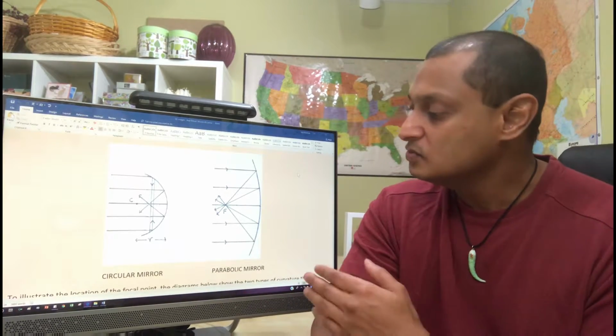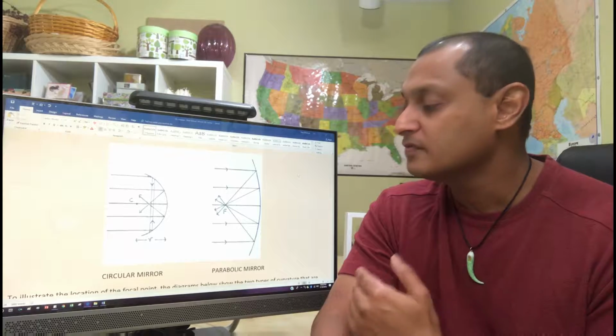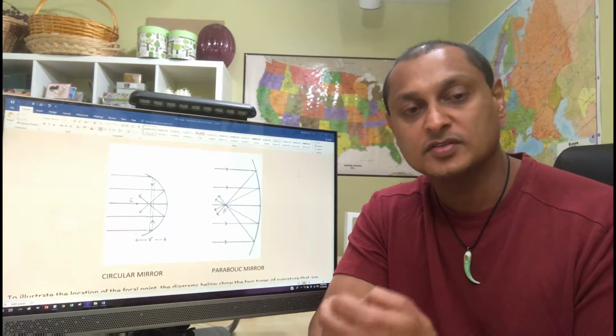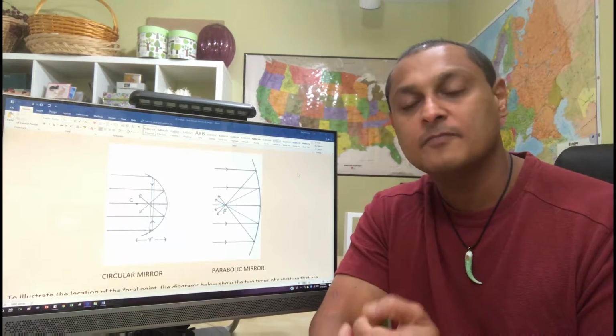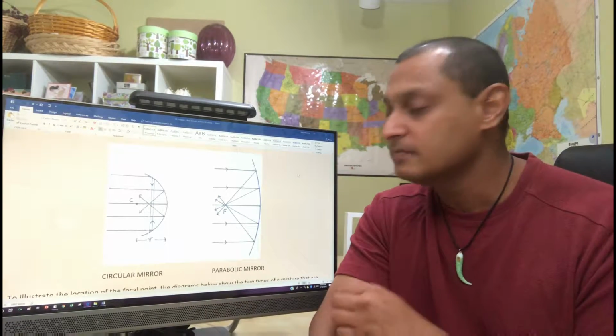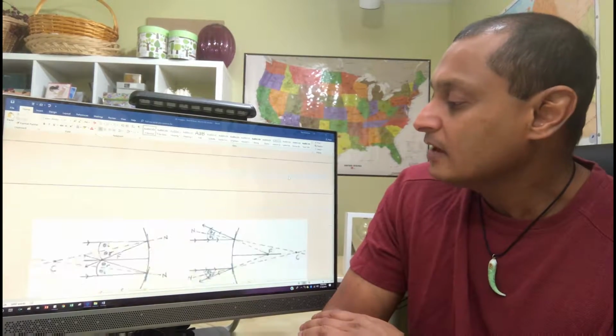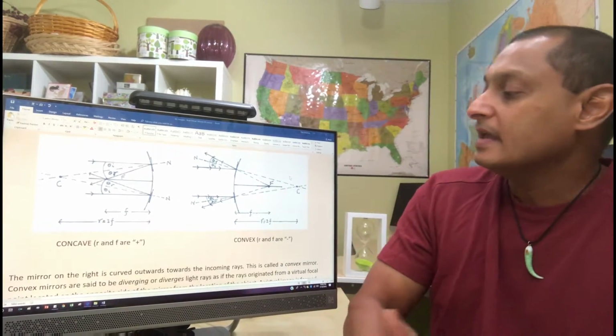Parabolic mirrors, however, you can see that all of the incoming rays reflect to the same one congruent point, the focal point. So it is possible to form a clear, crisp image with a parabolic mirror, but not with a circular mirror.